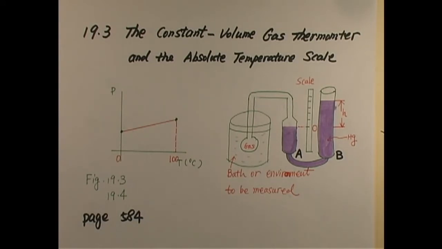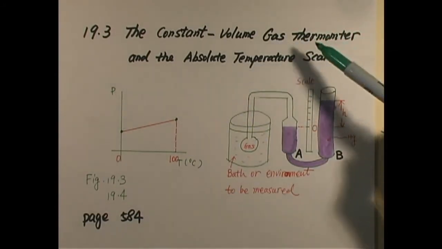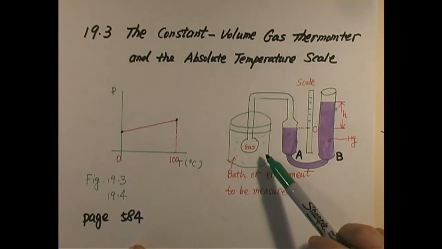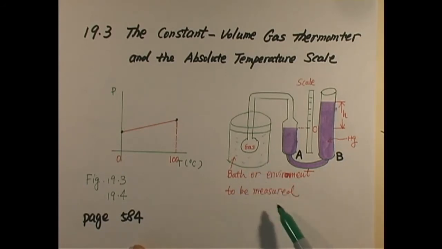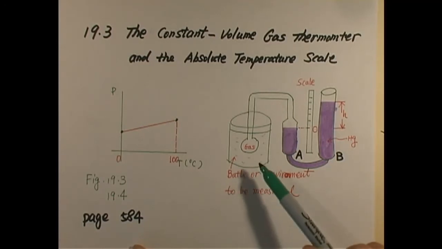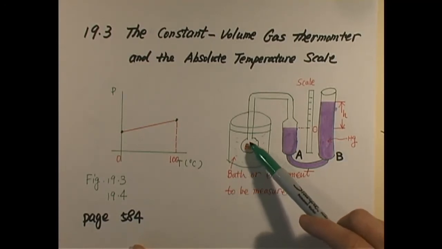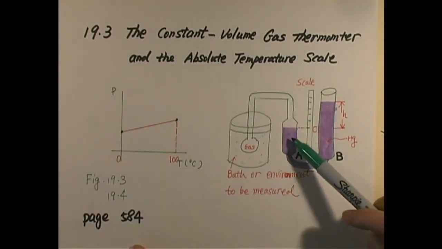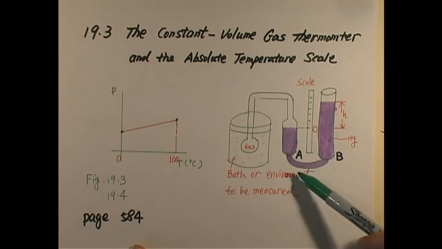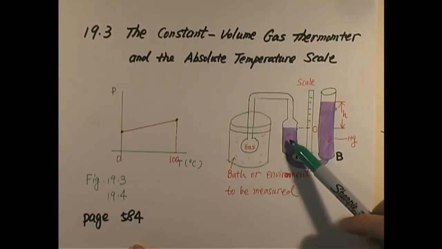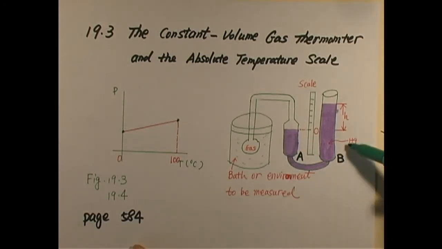Here we have a so-called constant volume gas thermometer. Now, this one is a bath or environment to be measured. For example, this is a cup holding the ice water. And this is a flask filled with gas, and the gas is everywhere filling here. And column A is connected with that reservoir B. And the purple color means that it is filled with mercury.